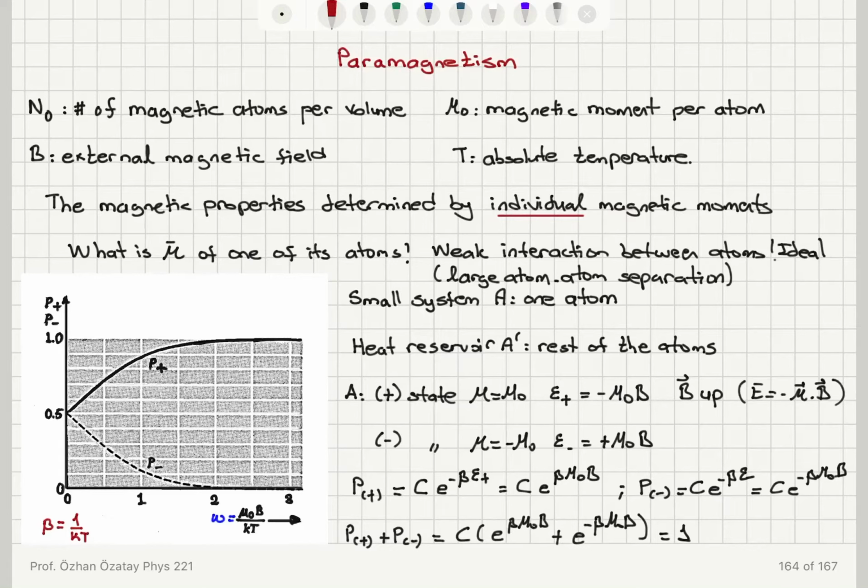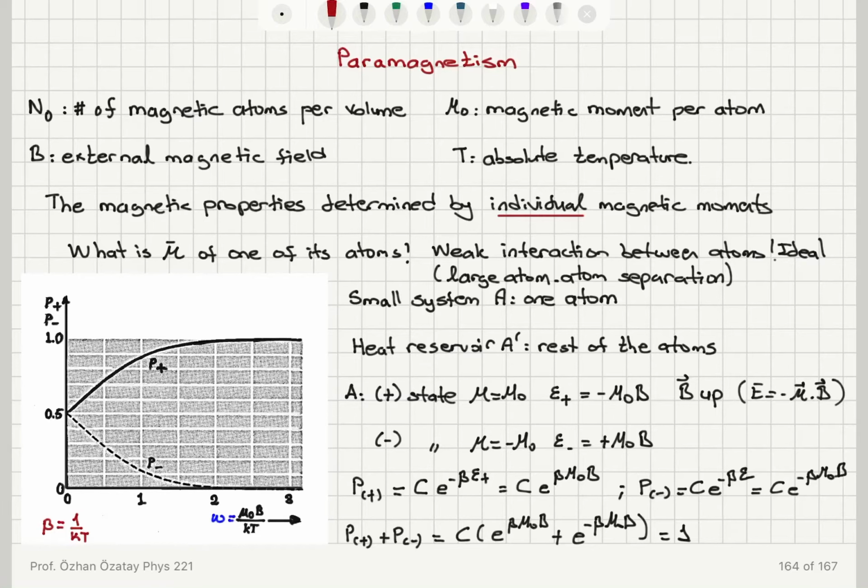So the small system A consists of one atom, one moment, the heat reservoir is the rest of the atoms with which we have a thermal interaction, and we're considering what is mu bar of one of the atoms. Well, you can say that the heat reservoir is also the rest of the atoms plus the ambient, the environment, because everything is in thermal contact.